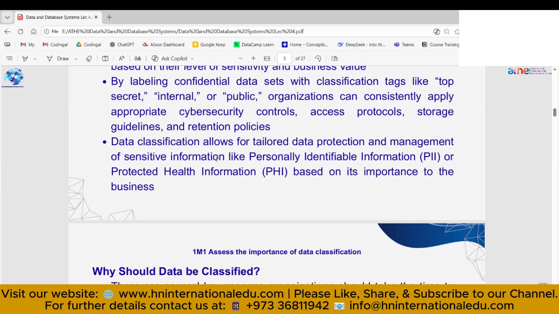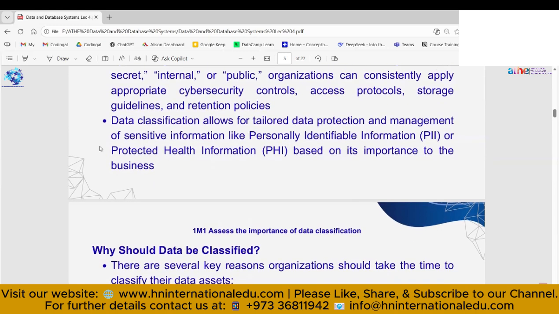This applies to sensitive information like personally identifiable information. If you remember, PII is how we identify a person: your name, address, CNIC, all of a person's own data. Or protected health information, PHI. That means you go to a doctor and you have had some tests, for example. All of that comes under protected health information, like how many tests you have had in your entire life, which diseases you have had.